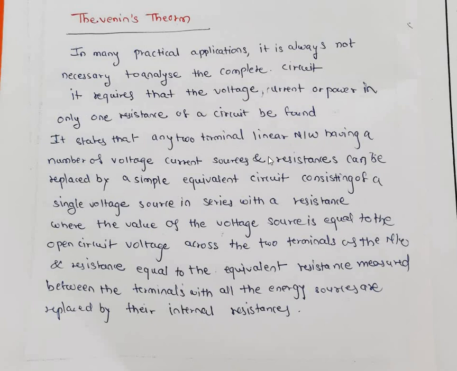It states that any two-terminal linear network having a number of voltage and current sources and resistances can be replaced by a simple equivalent circuit consisting of a single voltage source in series with a resistance, where the value of the voltage source is equal to the open circuit voltage across the two terminals of that network, and the resistance is equal to the equivalent resistance measured between the terminals with all the energy sources replaced by their internal resistances. So this is the basic definition.